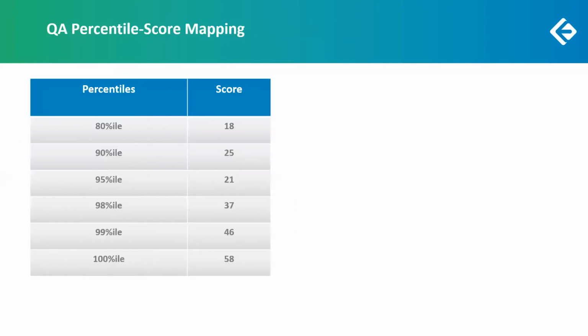So now let us look at the percentile score mapping. So a score of 18 would have fetched you 80 percentile, 25 would have fetched 90 percentile, 21, 95 percentile, 37, 98 percentile, 46, 99 percentile, and 58, 100 percentile. So not at all a difficult paper. As long as you had targeted easy questions, remained calm, you would have done well in this paper. With this, we conclude the analysis of the QA section.